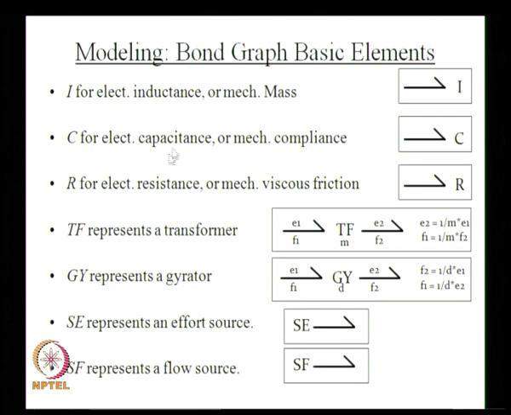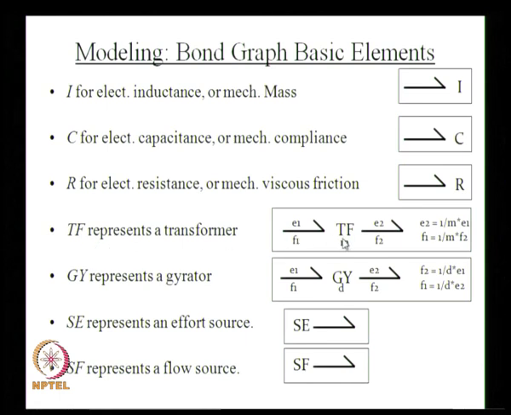Then another element is C, or the capacitance. This is the capacitive element, for electrical capacitance or mechanical compliance. So if you have a spring or an electrical capacitance, that can be represented by an element C. And then R for electrical resistance or mechanical viscous friction, that is the resistance element R. So these are the three basic elements of bond graph: I, C and R. I represents the inductance or mass or inertia, C represents the capacitance or compliance, R represents the resistance or friction forces.